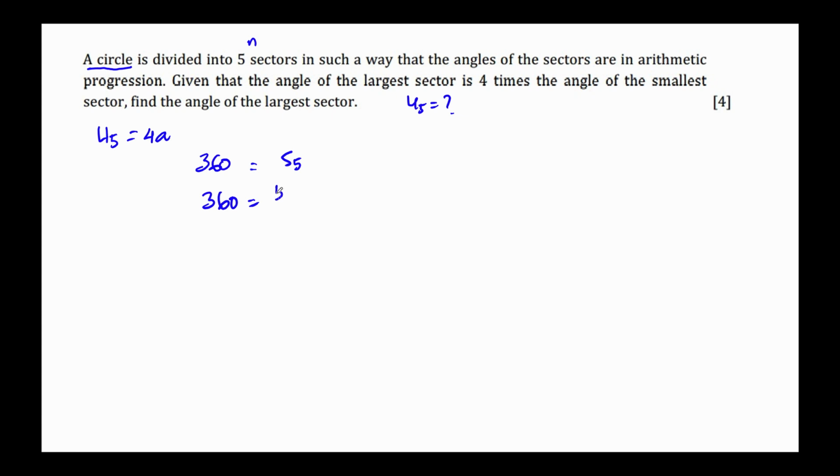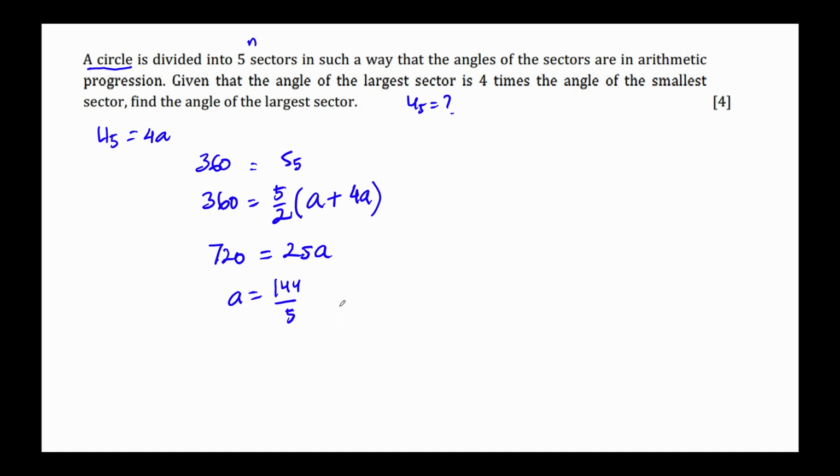So S5 is n over 2, so 5 over 2, multiplied by the first plus the last. In this case we can simplify into 720 equals 25a. So a in this case equals 144 over 5.